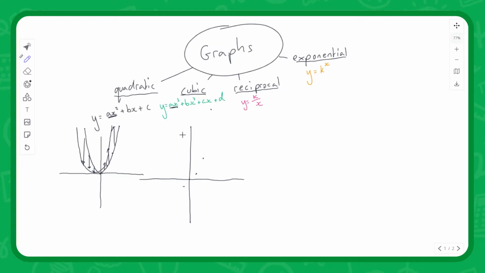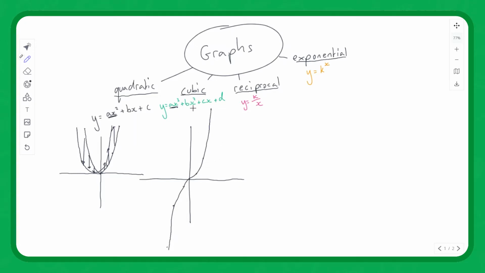+4 times -2 is going to be -8. And what we can see is we get this kind of weird snaky shape. -3 cubed is going to give us -27 down here somewhere. And so what we end up with is a shape that looks like that. That's our cubic shape.